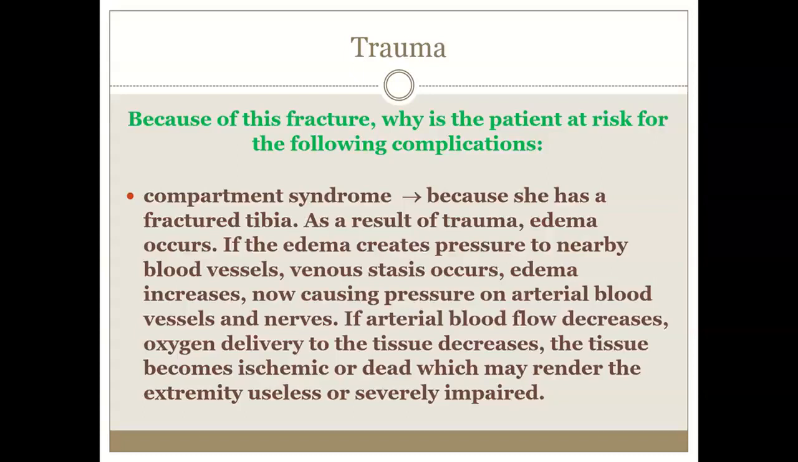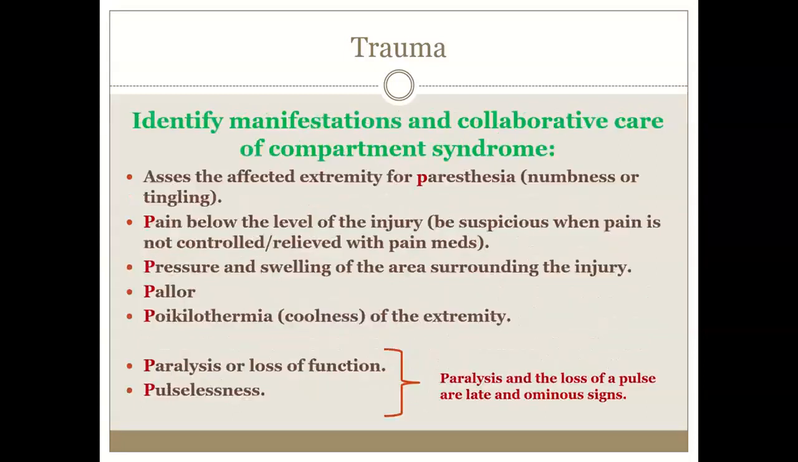If arterial blood flow decreases, you know that the whole point of the artery is to deliver oxygen to the tissues, so you're going to have an ischemic state. If it progresses, then you can have an infarction or dead tissue, and then what can happen ultimately is that the extremity can be severely damaged, impaired, and in extreme cases can have to be amputated. So what are the manifestations and collaborative care with compartment syndrome?